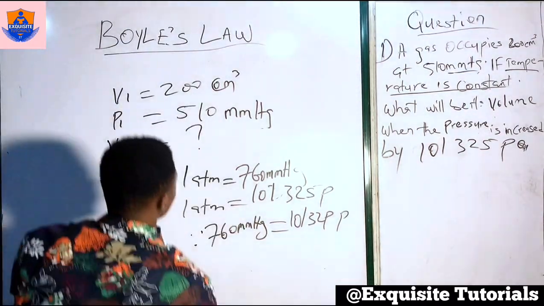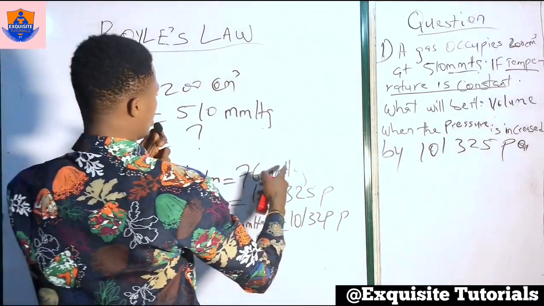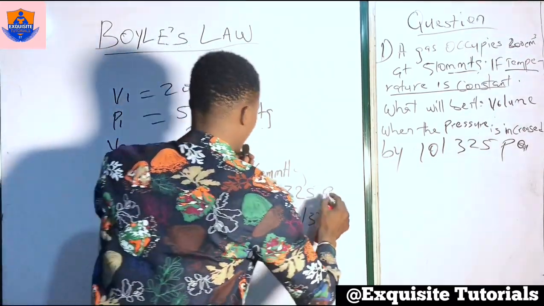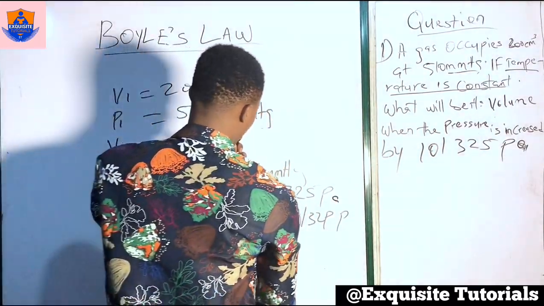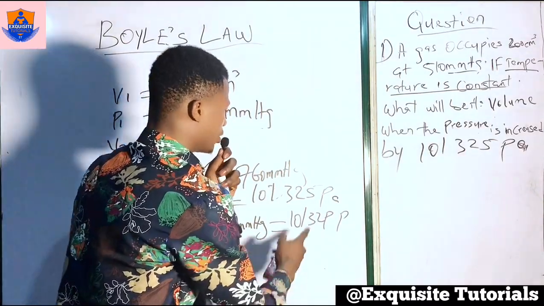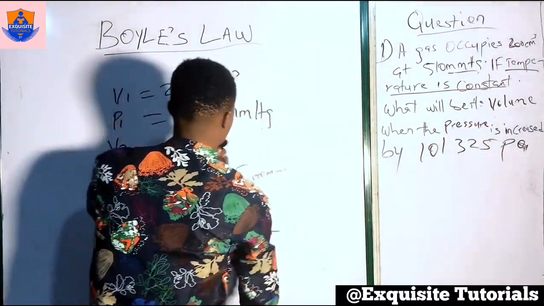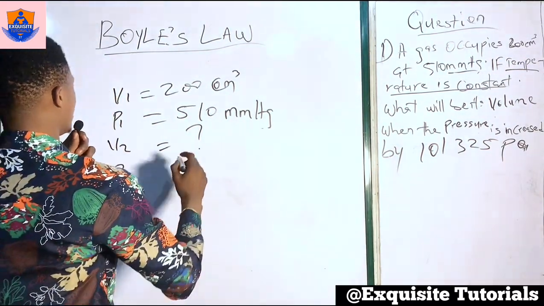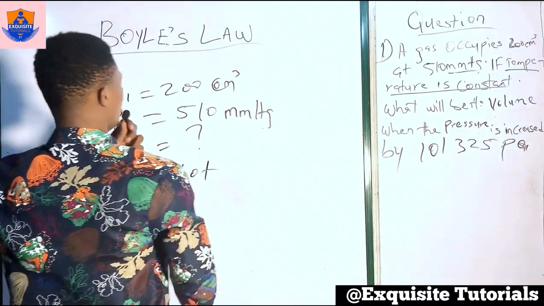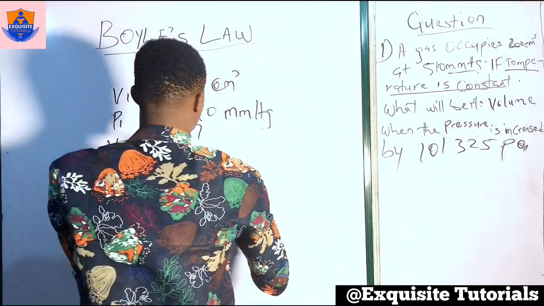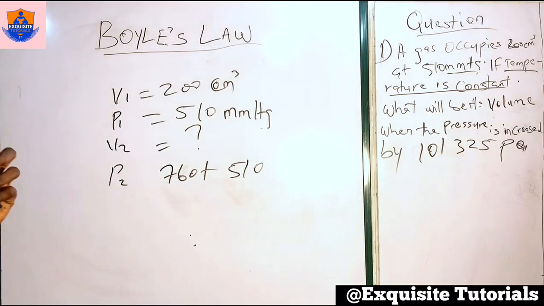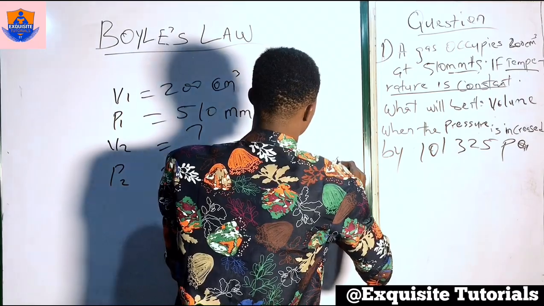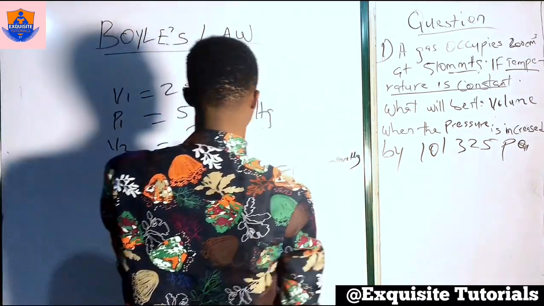Hope you understand. Because 1 atm is equal to 760 millimeter mercury and 1 atm is equal to 101,325 Pascal. Pascal is Pa. So 760 millimeter mercury is the same thing as 101,325 Pascal. So our pressure was increased by 760 millimeter mercury on top of the first pressure, 510. Hope we are getting it. Which is equal to 1,270 mmHg. Now this is our P2.